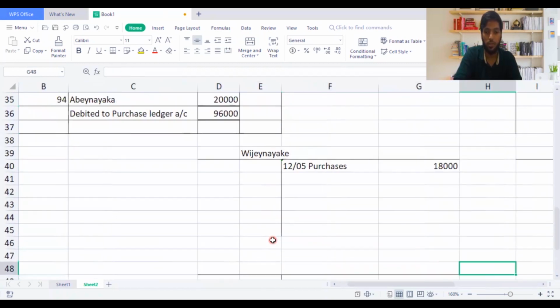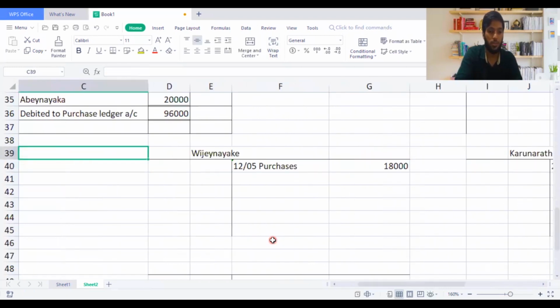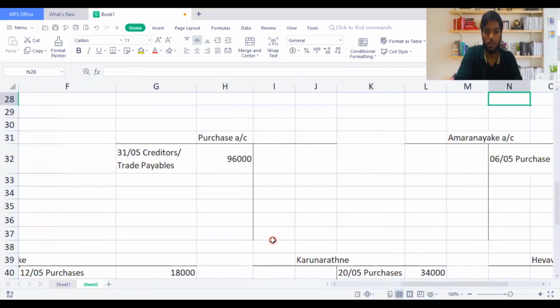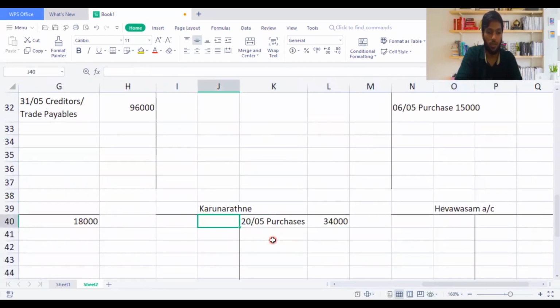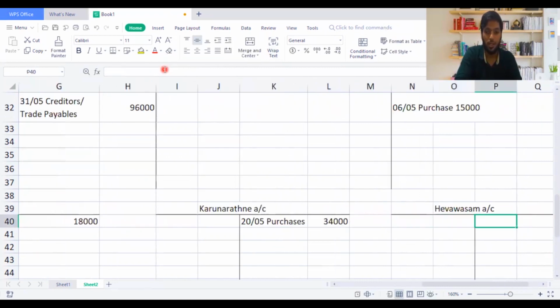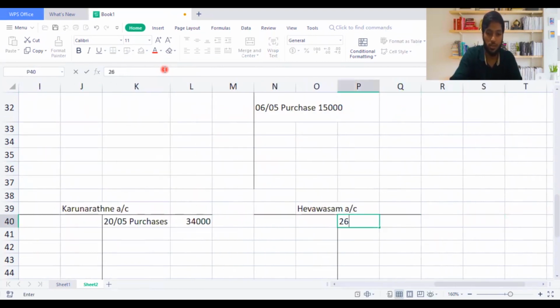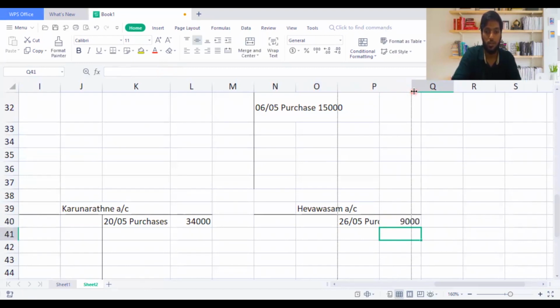So I'm going to move on to the Heva Vasam account. This account is fine. Remember to put account in all the adjustments, guys. Don't just put Amar Nayak. Karuna Ratna, I forgot to put account, so let me put account here. And also I forgot to put Vijay Nayak account. So that's done, Karuna Ratna done. Heva Vasam, what's the value of Heva Vasam, guys? 9,000. So I'll write 26th, 5th purchases, 9,000.